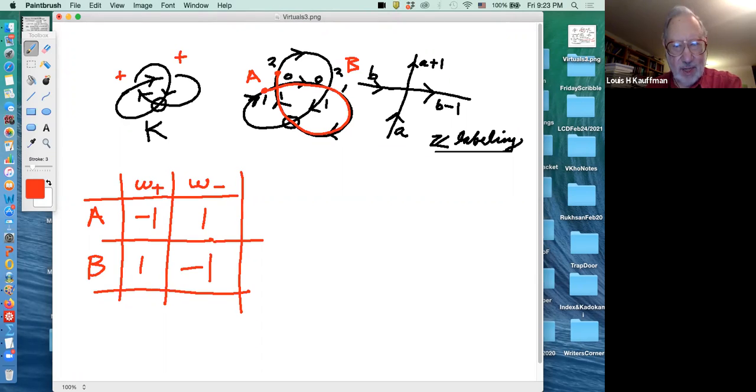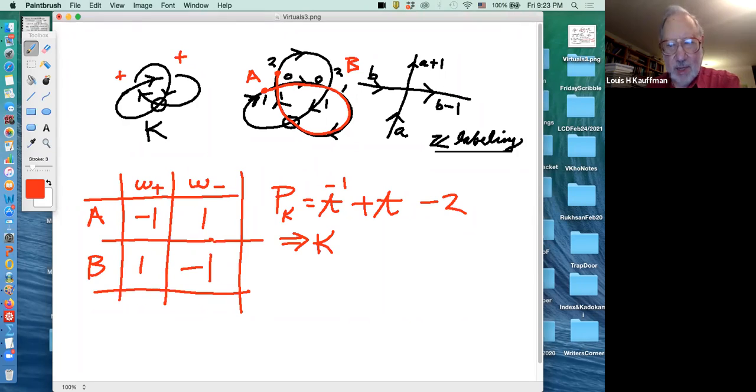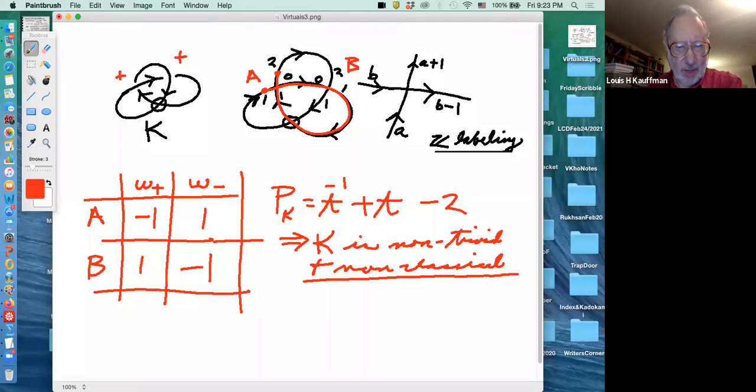So that tells us that P_K is equal to t inverse plus t minus 2, because we subtracted the writhe, and the writhe is 2. And this now implies that K is non-trivial and non-classical. I'll let you think about other properties such as mirror images and so on later if you like. I just wanted to show you how it can be used to check.